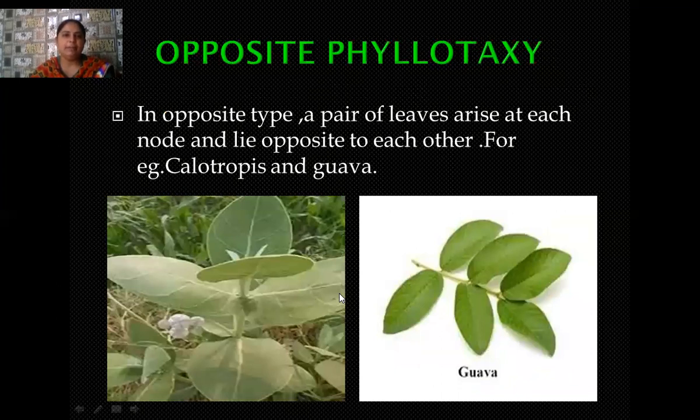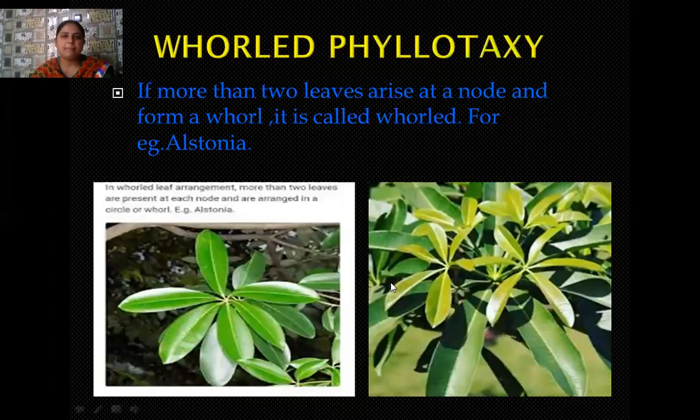Next is opposite phyllotaxy. In opposite phyllotaxy, a pair of leaves arises at each node. That means at each node, on both sides, a pair of leaves arises and they lie opposite to each other. One leaf is on the left-hand side, and the other leaf is on the right-hand side. Here I have shown the leaves of two types of plants. One is Calotropis, in Hindi known as Ak, and the other is guava. And these are the leaves of the guava plant.